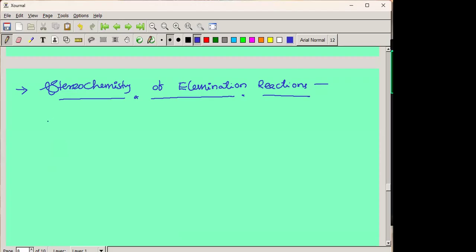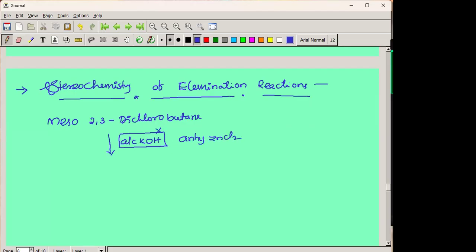So here I am going to take as one example, that is meso 2,3-dichlorobutane. I'm going to take meso 2,3-dichlorobutane. So the reaction that will be taking place, alcoholic KOH, is not suitable because two chlorine atoms are there, so that's why we are not going to use this alcoholic KOH. So simply we use anhydrous zinc chloride.